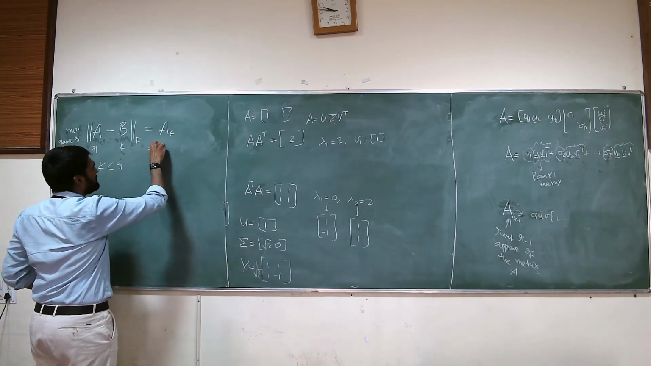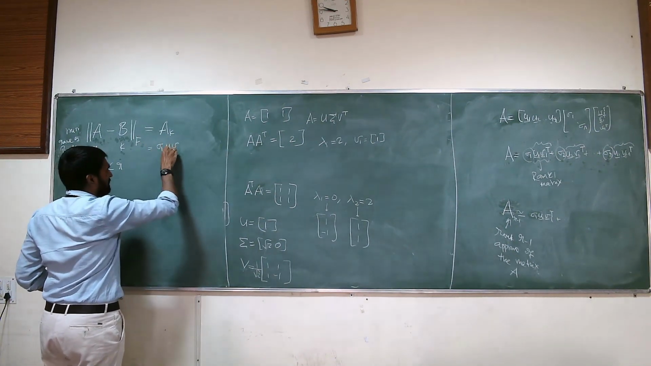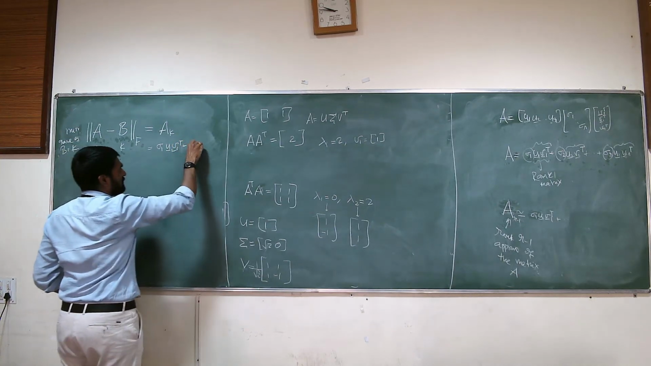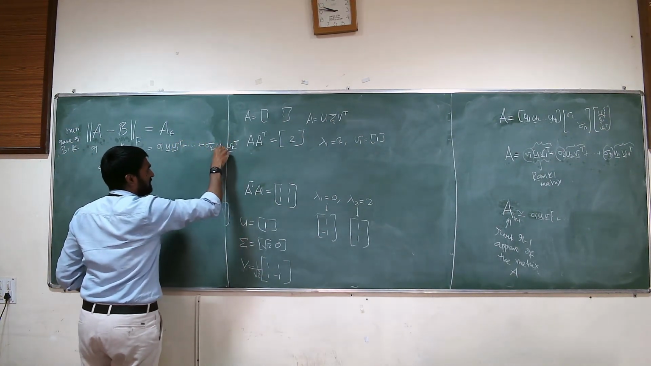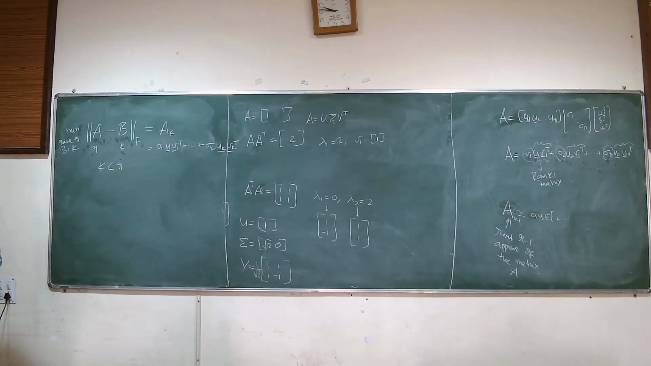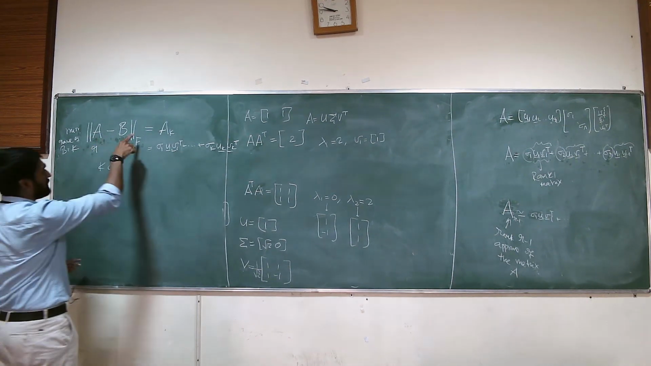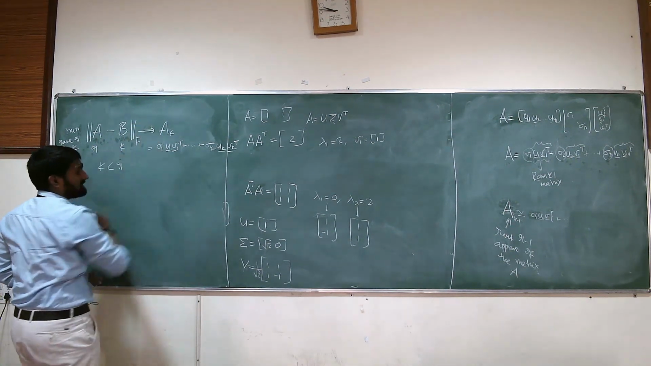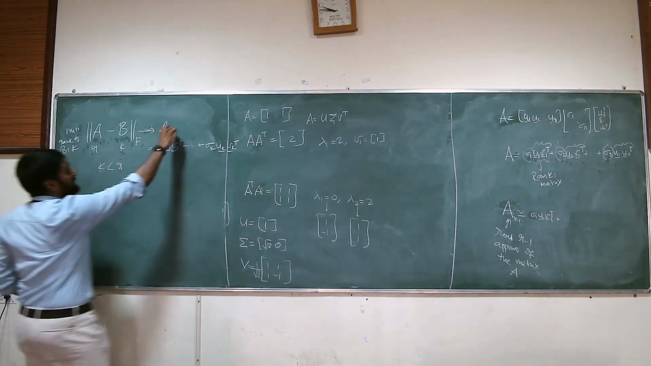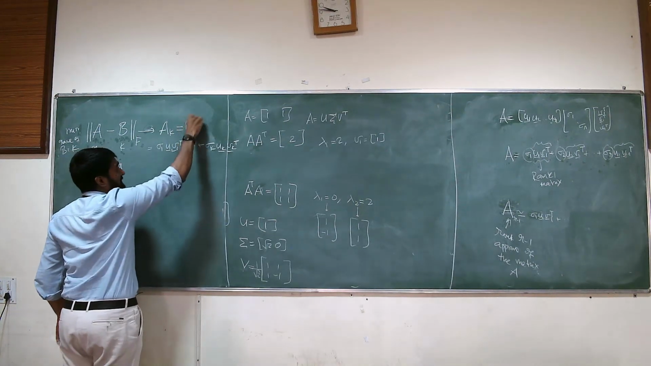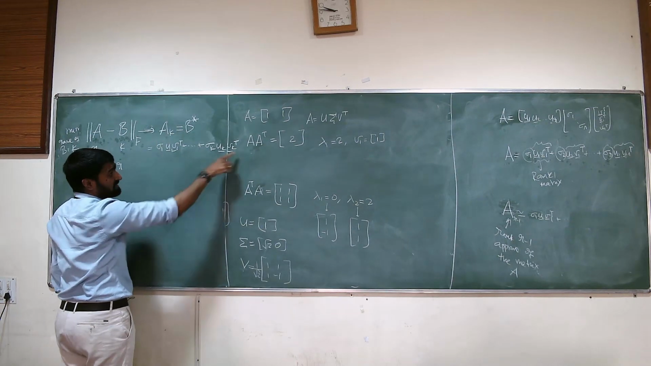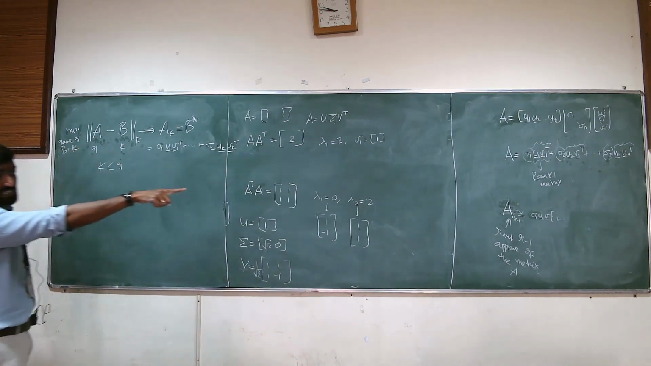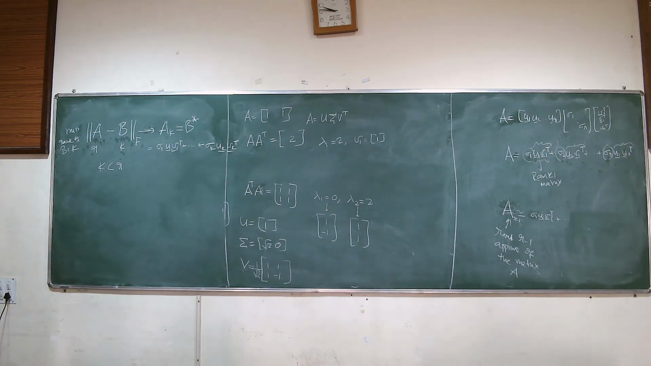A_k is simply sigma 1 u1 v1 transpose plus up to sigma k uk vk transpose. The solution that you get is this. So B star, the optimal value for the low rank approximation, is simply A_k, that is obtained by just keeping the first k terms in your SVD.